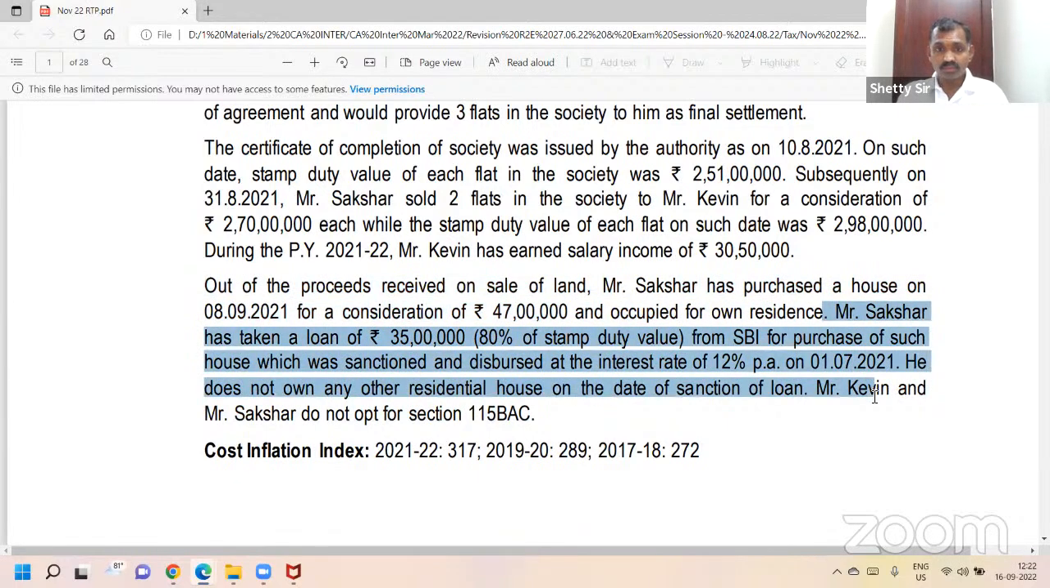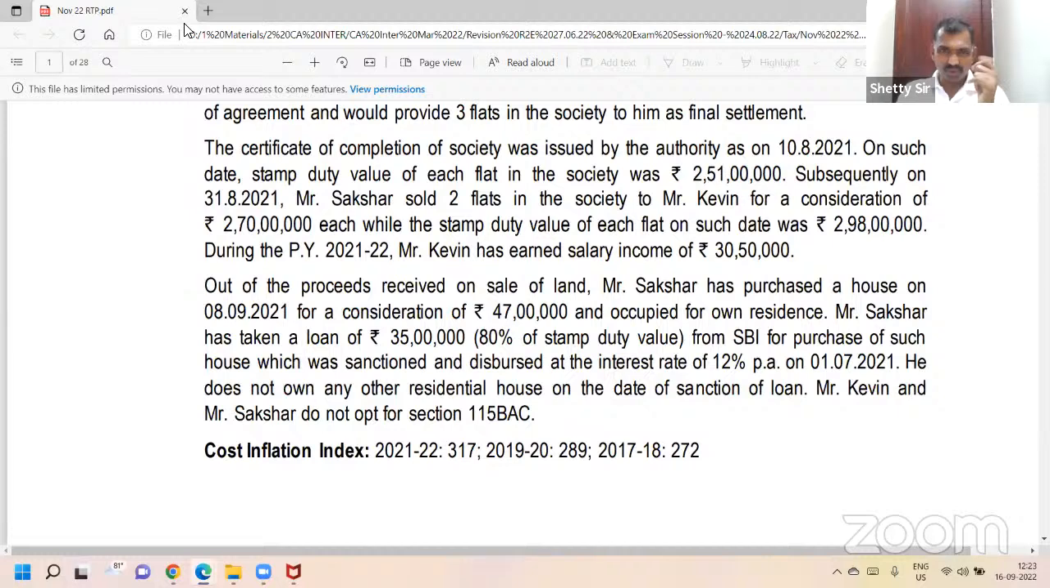For a consideration of rupees 47 lakhs and occupied for own residence. Mr. Sakshar has taken a loan of 35 lakhs, 80% of stamp duty value. Anybody? What is the objective before I continue? What is the objective? Tejaswini, Rahul, anyone? Objective of this 80% stamp value. You must get it in time while looking at it.